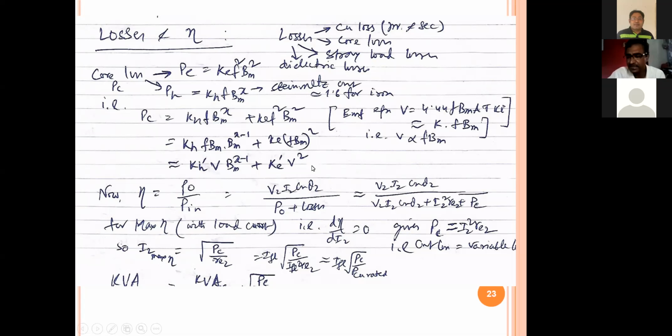Now suddenly the frequency is increased from the rated value to 25% higher value without changing voltage. So what will happen to the losses? Can you tell me? Core losses at least. What will happen to the core losses? Voltage has been kept constant and frequency has been increased by 25%. Okay. So what will happen to the core losses?